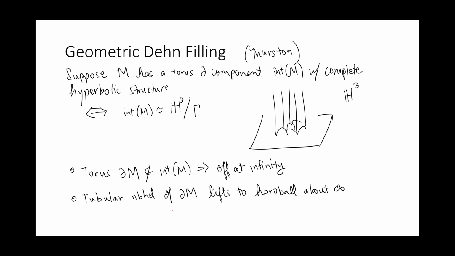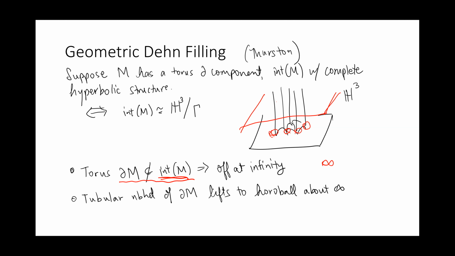So yesterday we talked about this geometric Dehn filling of Thurston, and I'm going to go back through that a little bit, just briefly. If we have M with a torus boundary component and the interior has a complete hyperbolic structure, then the torus boundary is not part of the interior of the manifold. So it lies off to infinity. So it's going to lift to a point at infinity. And in our pictures, we've been lifting one copy of it to the point at infinity, but there will be other copies. And if you look at SnapPy, for example, you'll see horoballs around each one of them.